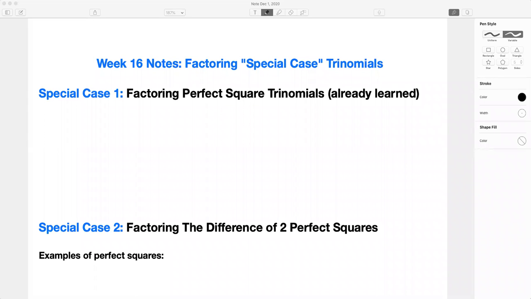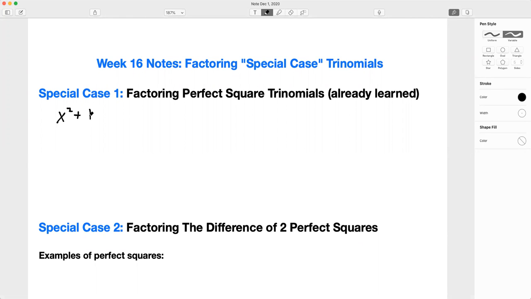This is week 16 notes, factoring special case trinomials. So special cases are coming in two cases: factoring perfect square trinomials and then factoring the difference of two perfect squares. Let's do some examples of special case 1, and by the way, we have already learned this before. I'm just presenting it in a different way to you.